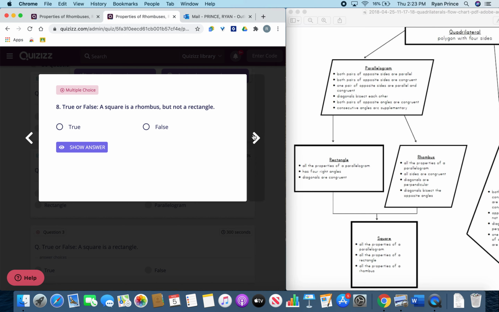A square is a rhombus, but not a rectangle. Square is below rectangle and rhombus. You see how they have little lines coming off and they do an arrow together? So that's false. It's both. Square is both a rhombus and a rectangle.